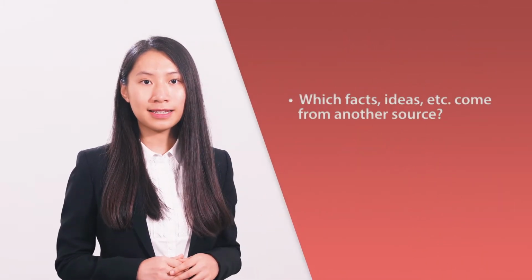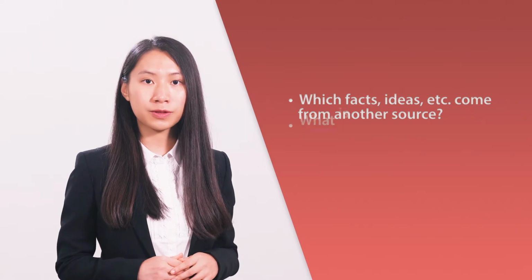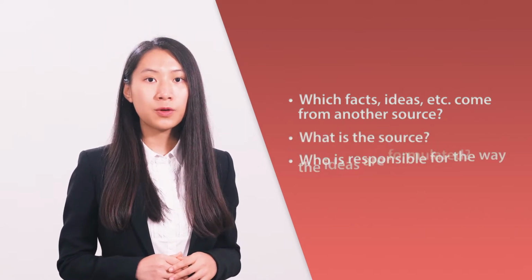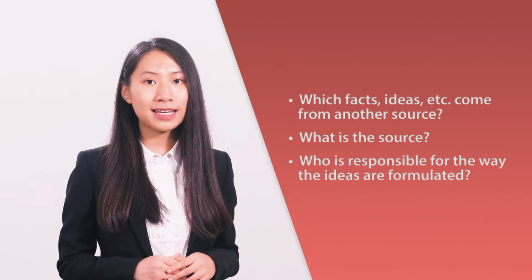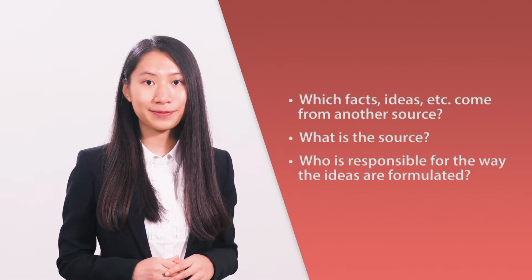Academic writing builds upon earlier work and adds to it to create something new. Readers need to be able to see how earlier works have influenced new ones, and writers have a responsibility to show them. Readers need to know three things: which facts, ideas, and so on come from another source, what is the source, and who is responsible for the way the ideas are formulated. Let's see how writers can answer these questions.